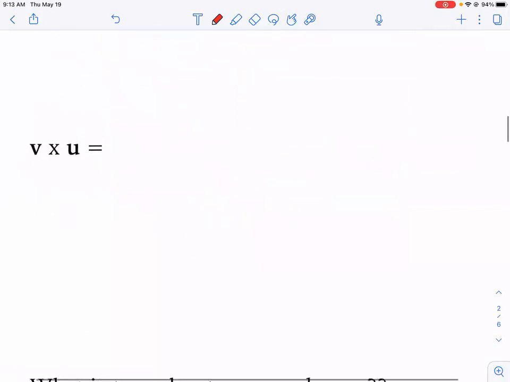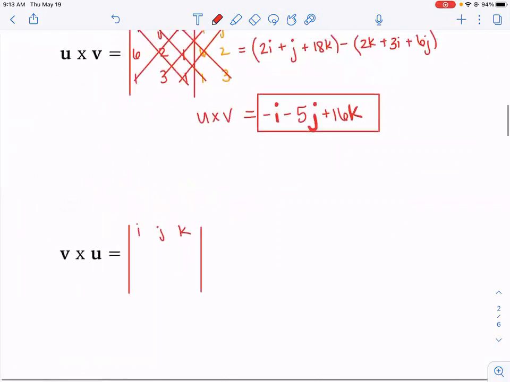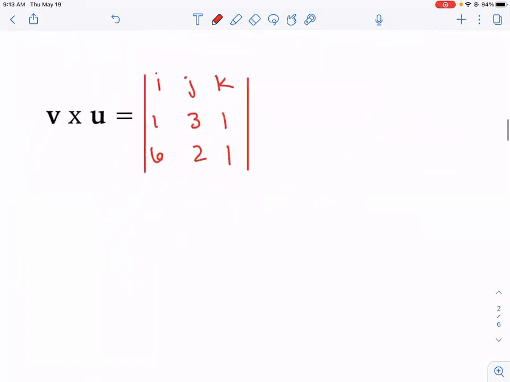Okay, so what's different about v cross u? The second and third row are going to be different. So does anybody think this is going to be the same? No. Okay, yes. We're going to figure it out. So 1, 3, 1 goes in the second row. 6, 2, 1 goes in the third row. You and the people at your table are going to work together to get this cross product for me. Ready, set, go.